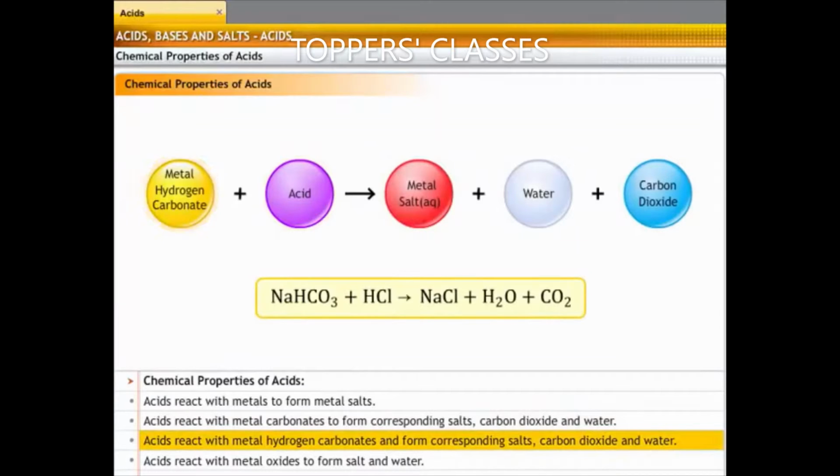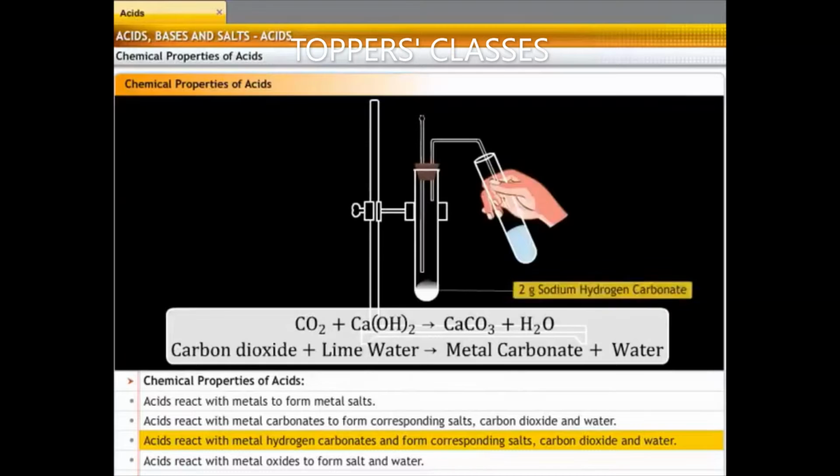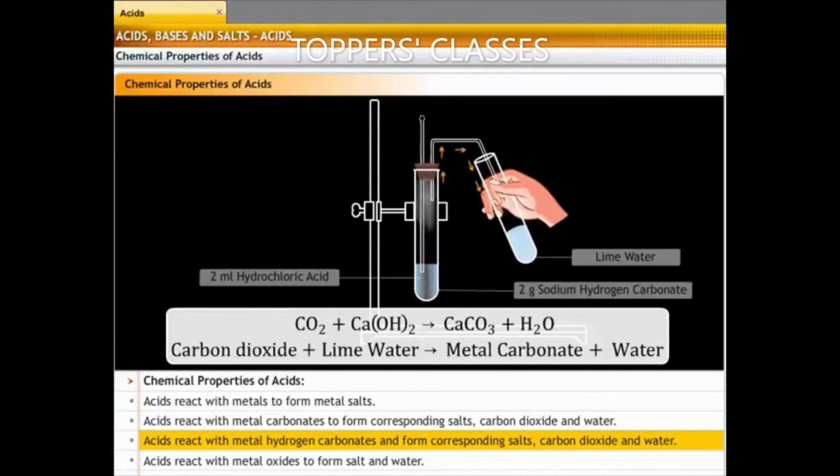Acids react with metal hydrogen carbonates and form corresponding salts, carbon dioxide and water. Take 2 grams of sodium hydrogen carbonate in a test tube. Pour 2 milliliter of hydrochloric acid into the test tube. You will see that a gas evolves. Pass this gas through freshly prepared lime water. The lime water turns milky, indicating that the gas evolved is carbon dioxide. A white precipitate of calcium carbonate is also formed.